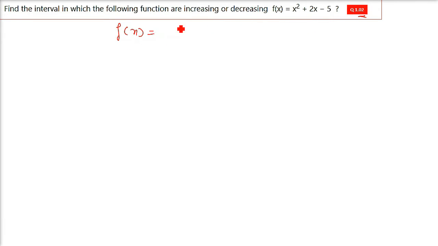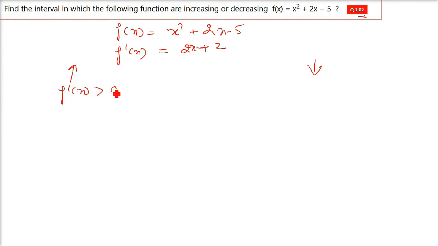I will solve this one again, x square plus 2x minus 5. So we will do f dash x. It will be 2x plus 2. First we will find out the increasing and decreasing, rather we'll do them together. f dash x should be greater than 0 for increasing. That is, 2x plus 2 should be greater than 0 for increasing.